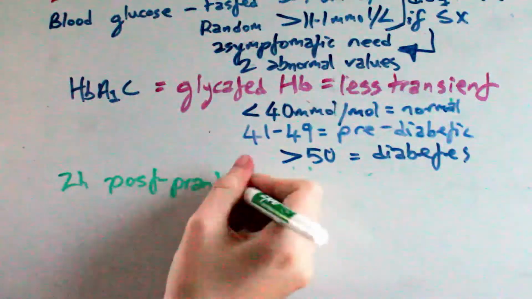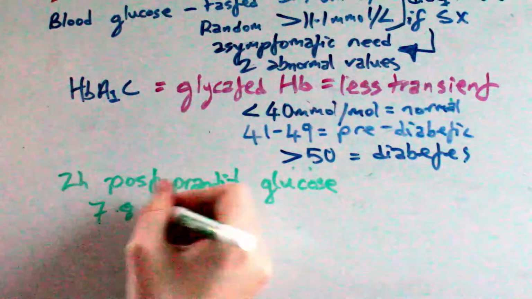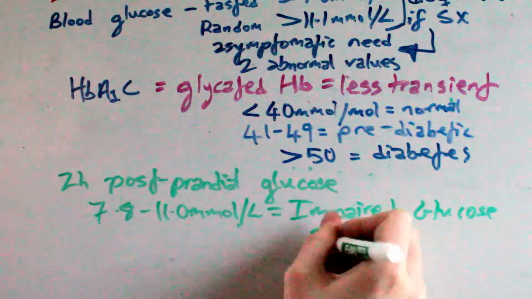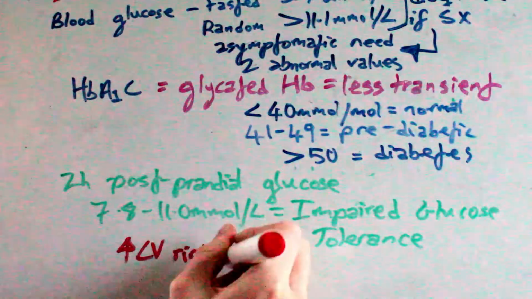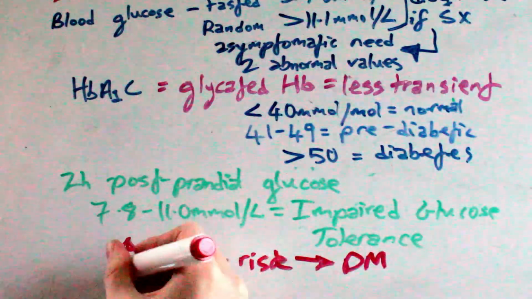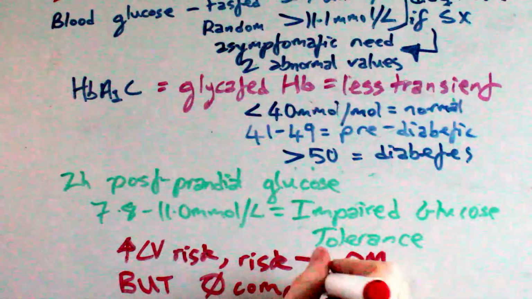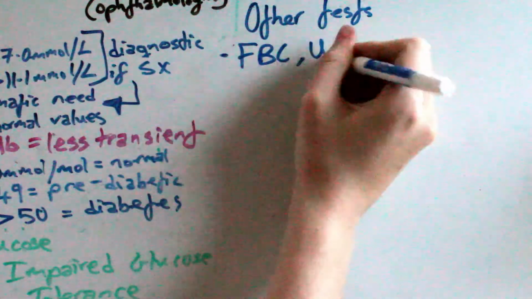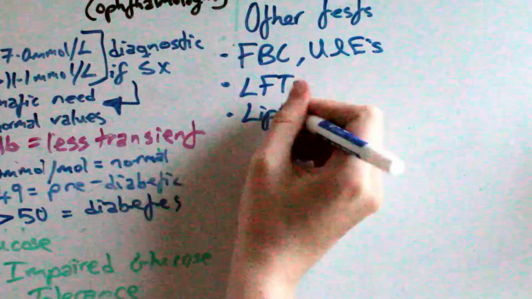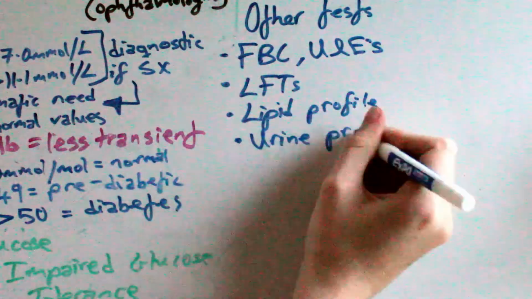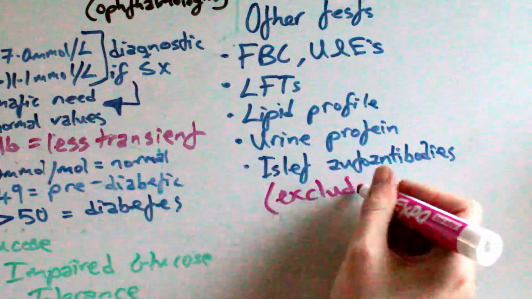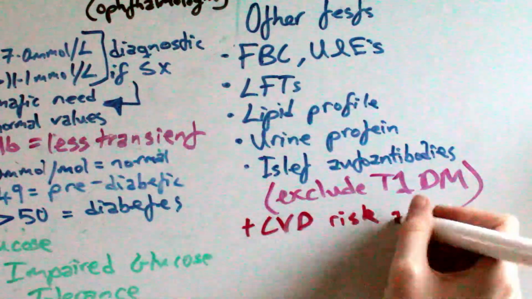A 2-hour postprandial glucose level between 7.8 and 11 millimoles per litre is indicative of impaired glucose tolerance. This is associated with an increased cardiovascular risk and high risk of developing type 2 diabetes, but you will not have the same risk of other complications as with diabetes. Other tests to perform are a full blood count, urea and electrolytes, liver function tests, lipid profile, urine protein, islet autoantibodies to exclude type 1 diabetes, and a cardiovascular risk assessment.